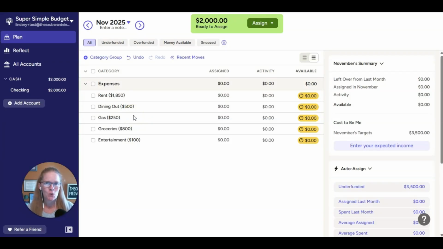Today I'm going to share with you the most common mistake I see first-time YNAB budgeters making. And no shame here, I did this the first time I was budgeting in YNAB as well.